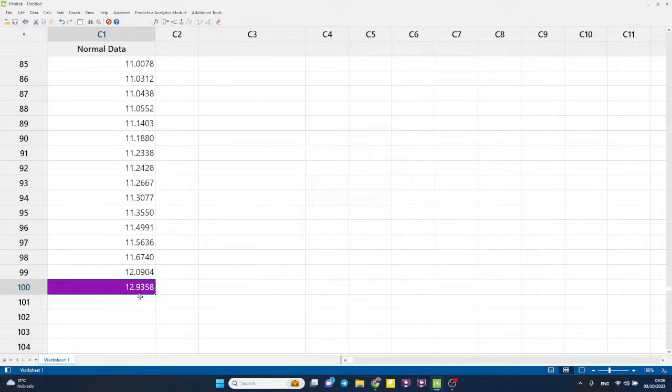Yeah, from 12.75 to 13.25. Yeah, just one data point.